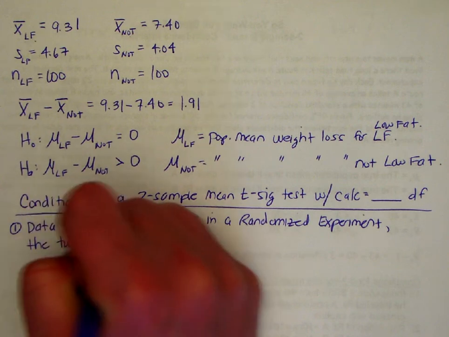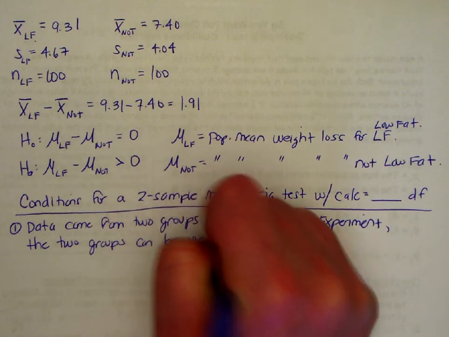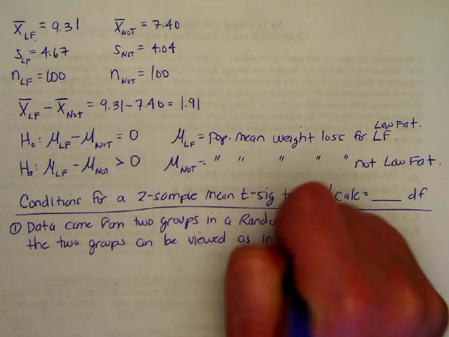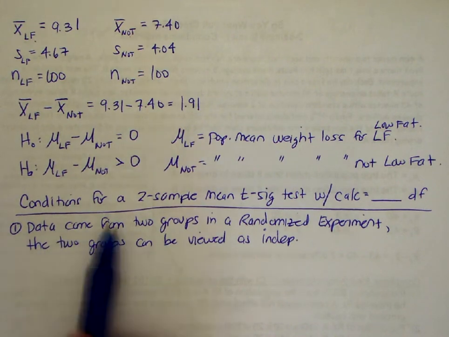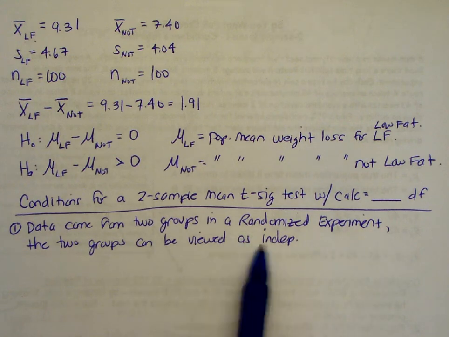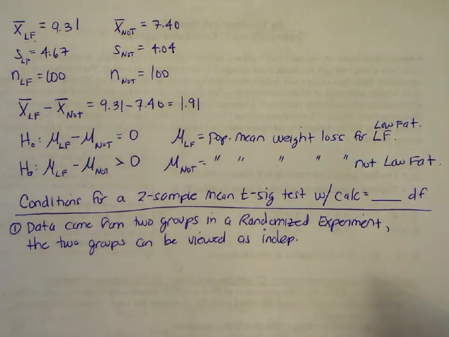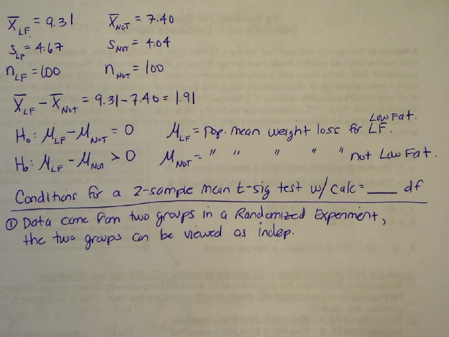The two groups can be viewed as independent. Okay? So, randomized experiment, the two groups are independent of each other because they've been randomly assigned to the two different groups. So, normally you would write independent simple random samples from the two populations, but now in order for them to be independent, we need to make sure that they've come from an experiment. That's our other option. Now, the second condition you would check, is the population greater than 10n, but you only do that when you're sampling without replacement.